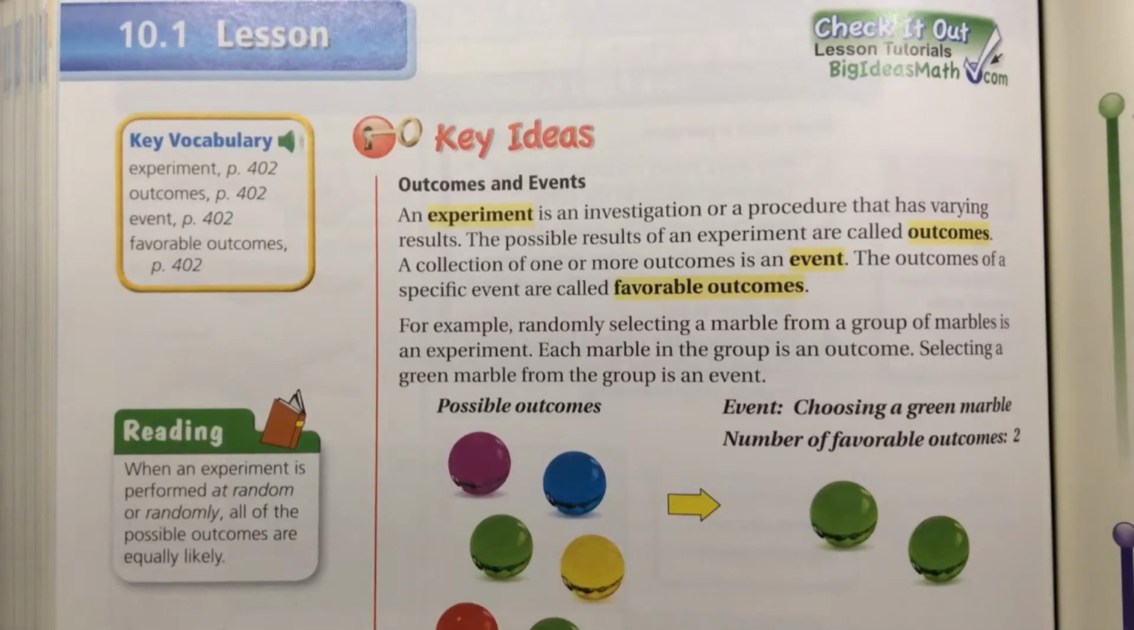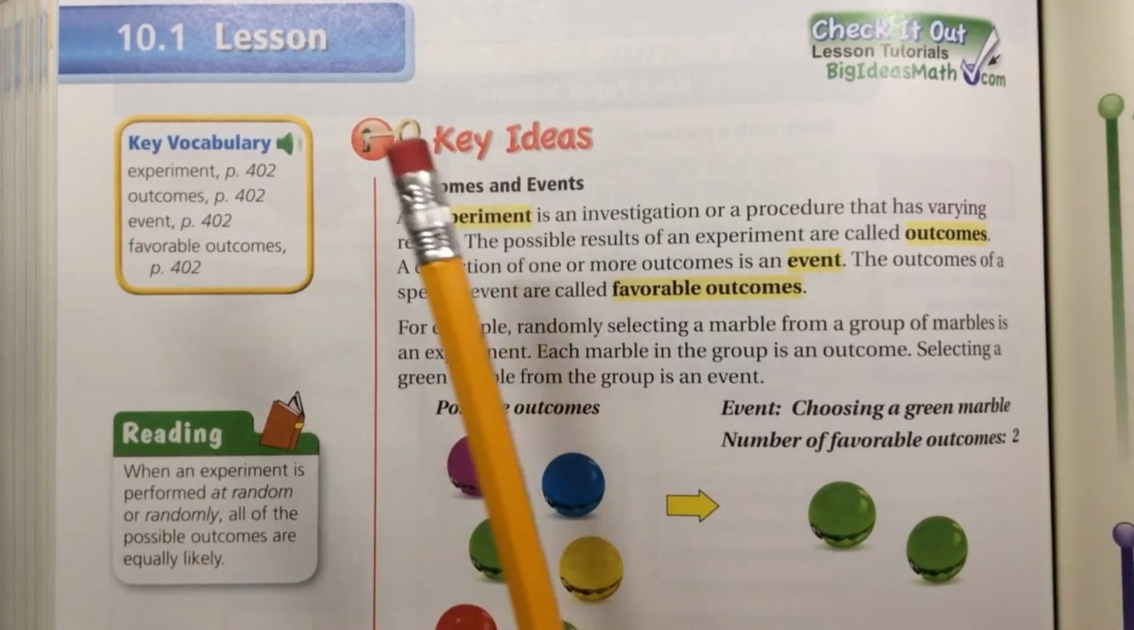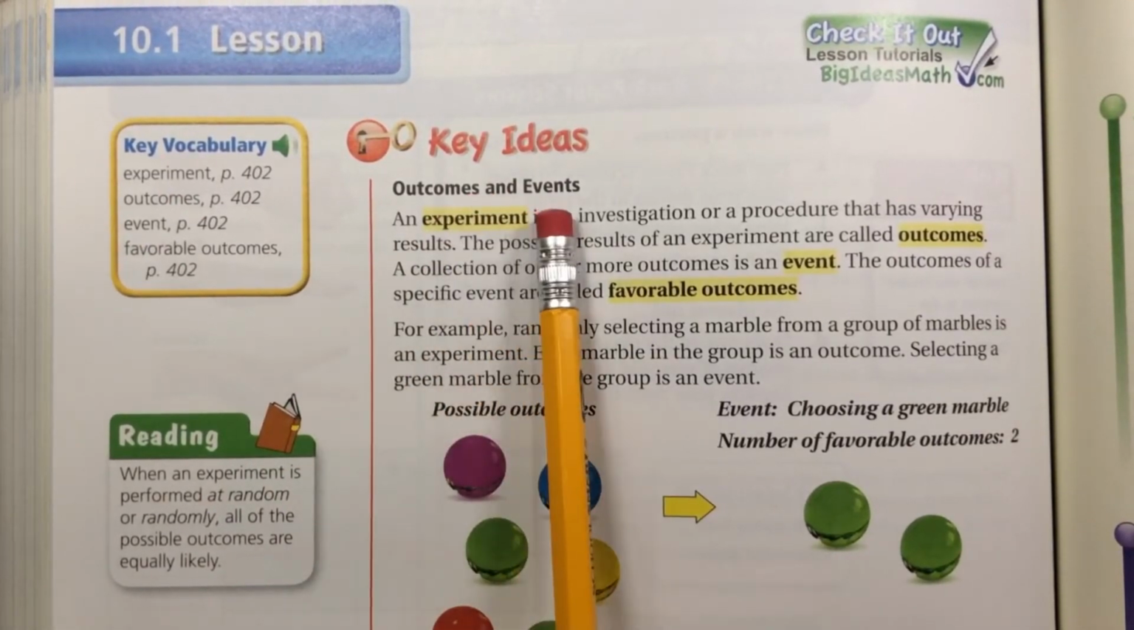Okay, this is lesson 10-1, which is found on page 402 in your textbook. And really, the hardest part about this lesson is just knowing what it is exactly they're asking for. There are a bunch of new terms we're going to learn. So, key idea here, outcomes and events.